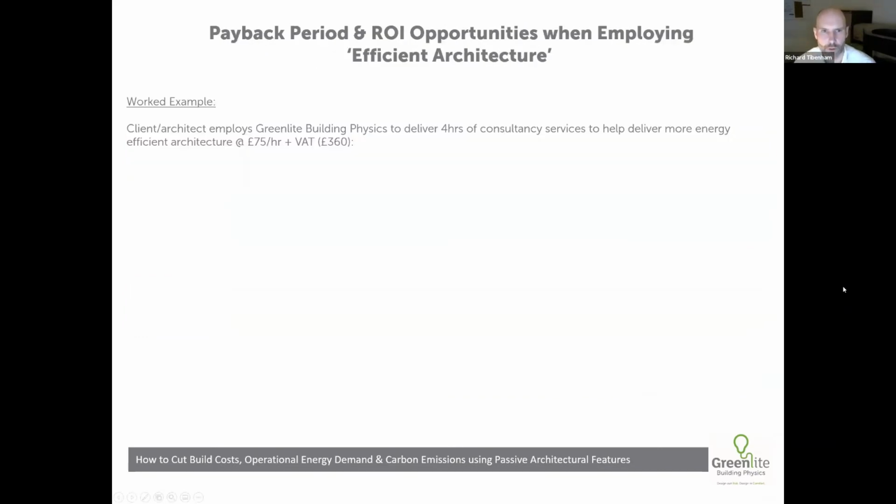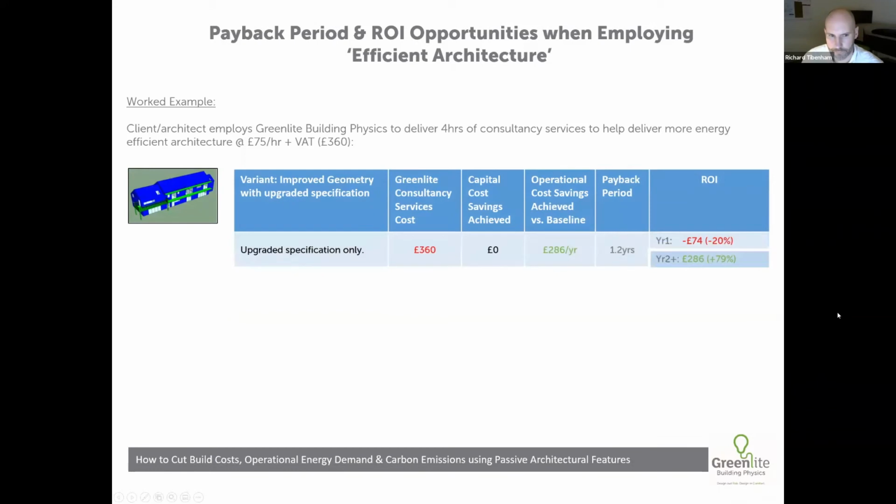So if we take a worked example of what the payback period looks like, if you were to appoint us to look at improving the architectural efficiency of the building, let's assume that you're appointed for 4 hours based on our fee of £75 an hour. It's £360 including VAT. Pay £360, and you wouldn't reduce your capital cost if you're just going along with those changes, and you'd save £286 per year in your operational cost. So in year 1, you wouldn't quite cover our expenditures, but then from year 2 on, you'd be saving £286 per year.